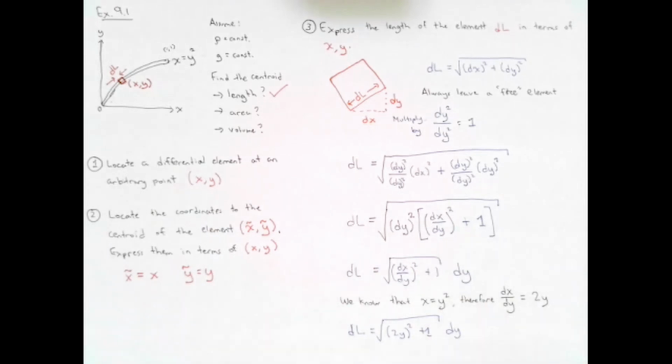And now I essentially end up with an expression for dl equal to the square root of 4y squared plus 1 dy. So I did it. I expressed my length dl in terms of x and y. In this case, I expressed it in terms of y because that's the variable that I chose.